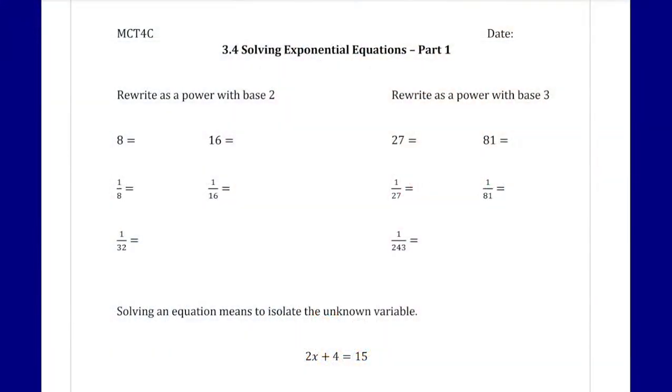In today's lesson, we are going to look at solving exponential equations. And in this first part, we're going to look at how to do that with common bases. We're going to look at how to do it with bases that aren't common in a later lesson in another unit. But for right now, we want to look at solving exponential equations with common bases.